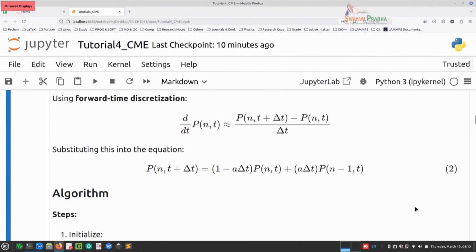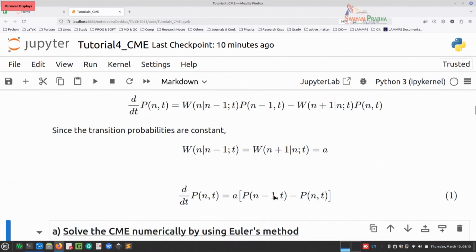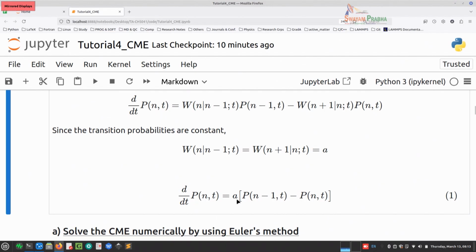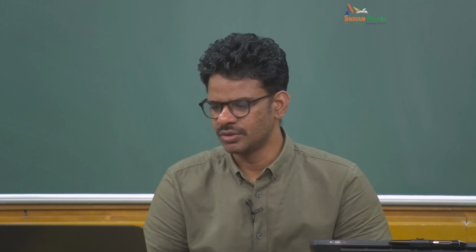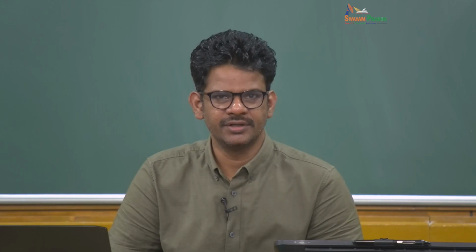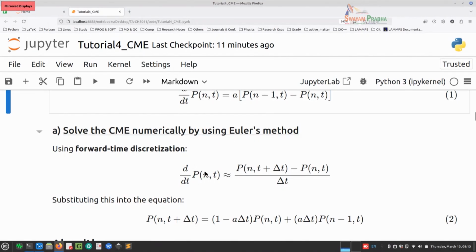So this is the problem, and if you write the chemical master equation, you will get dP by dt equal to some constant a, that is the rate of jump per unit time, times P(n minus 1, t) minus P(n, t). So this is a very simple equation. We can apply a simple Euler's kind of method to numerically solve it.